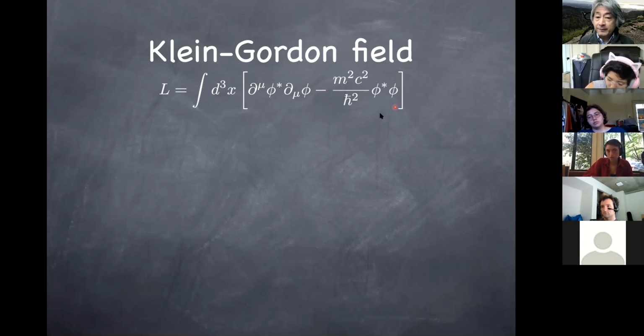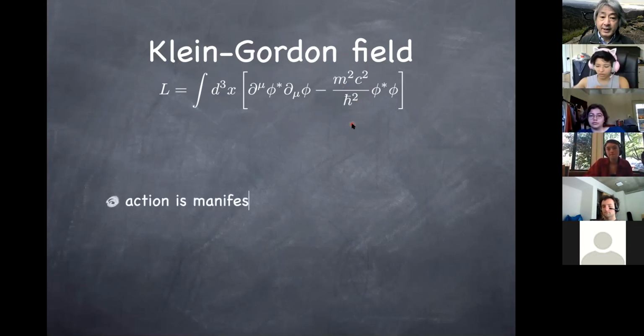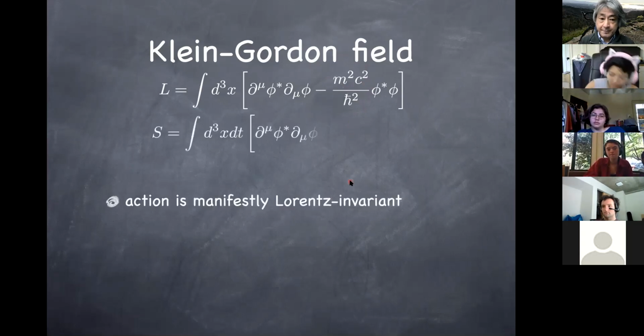And another term that qualifies is just phi star phi, that's sort of similar to the chemical potential we had for the Schrödinger field. And together with this constant coefficient, which we choose to be m squared c squared over h bar squared, such that this reproduces the Klein-Gordon equation. And that check is very easy.